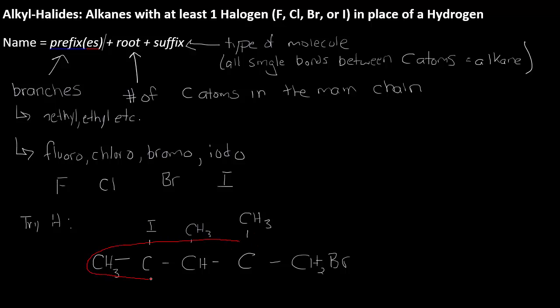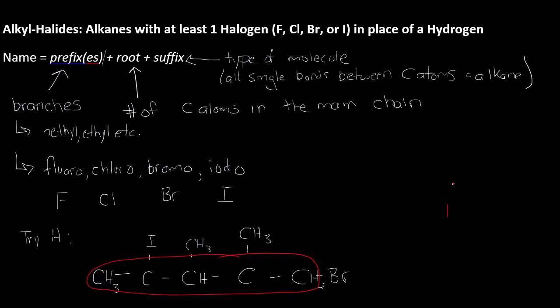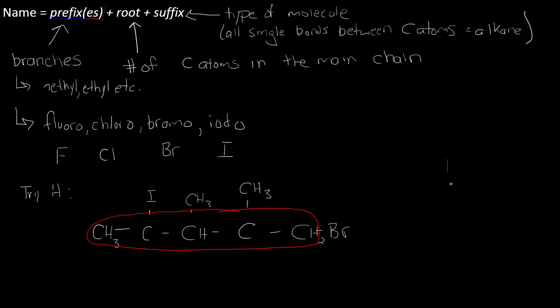So here's my longest chain. I have 5 carbon atoms, which makes this a pentane. There's only single bonds between the carbons, so pentane. Now let's figure out what types of branches and where they are. So there's a bromine here, so I would use the prefix bromo. The CH3s are both called methyl. The iodine is iodo.